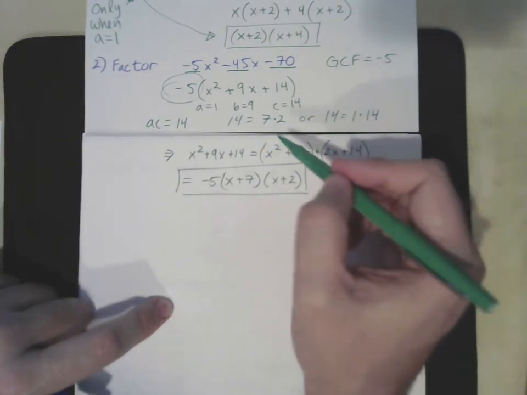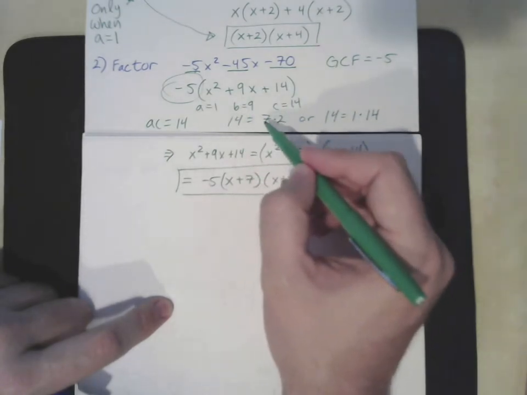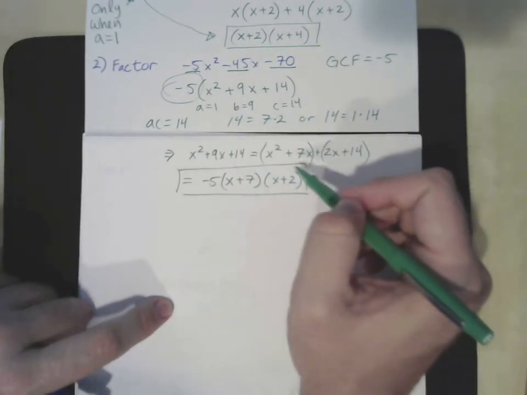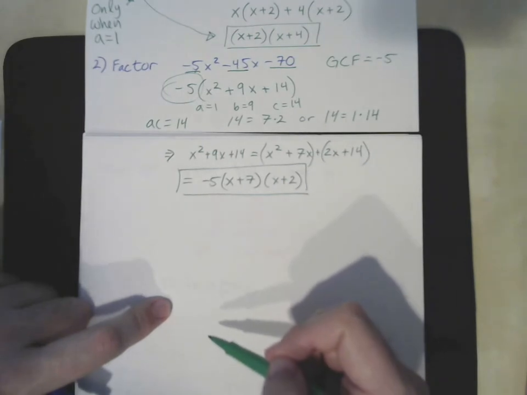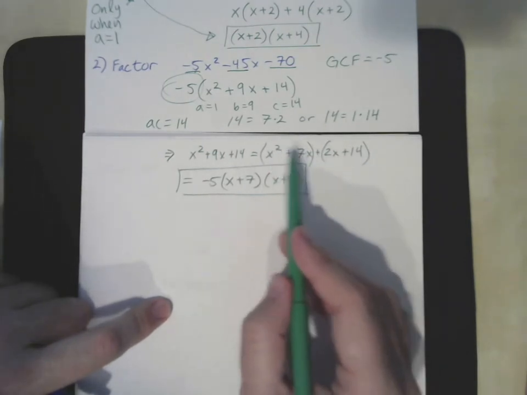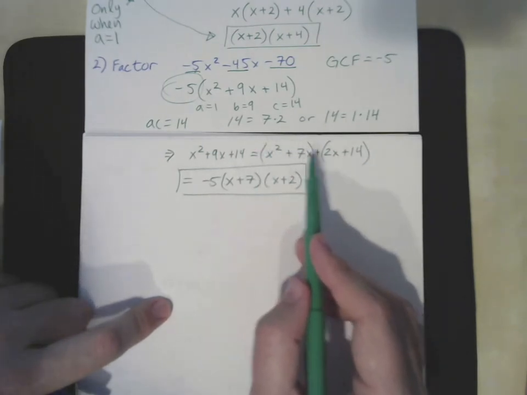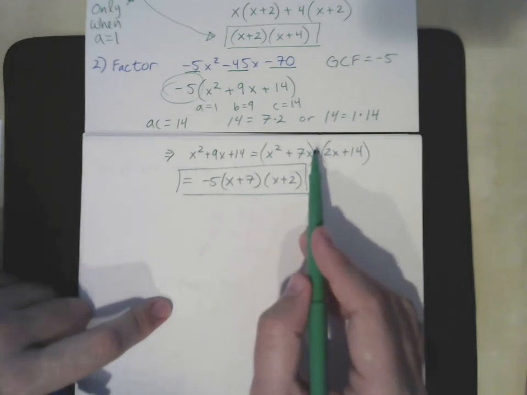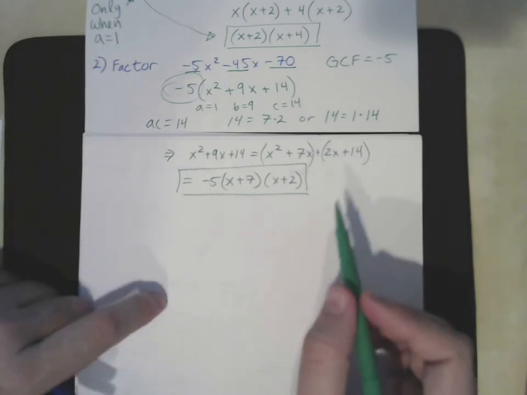And you can get there either using the shortcut, since our a is 1, or splitting it and factoring by grouping. Notice here you'd pull out an x, and you'd have x plus 7. Here you'd pull a 2 to the outside, and you'd still get x plus 7.